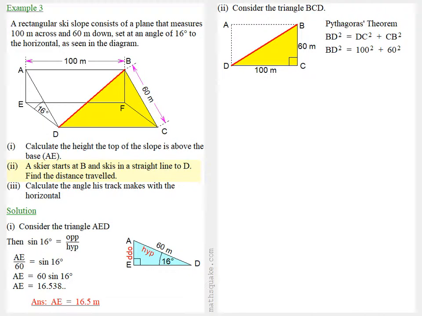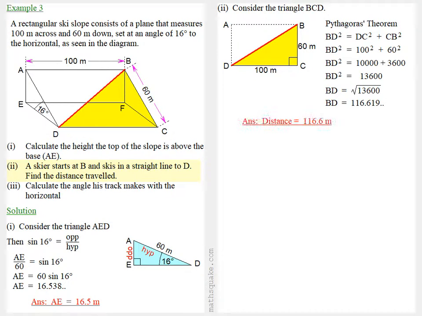So BD squared is equal to 100 squared plus 60 squared, which is 10,000 plus 3,600, or 13,600. And if we take the square root of both sides, we calculate BD is equal to 116.619 metres. So the distance that he travels is 116.6 metres, rounded off to one decimal place.